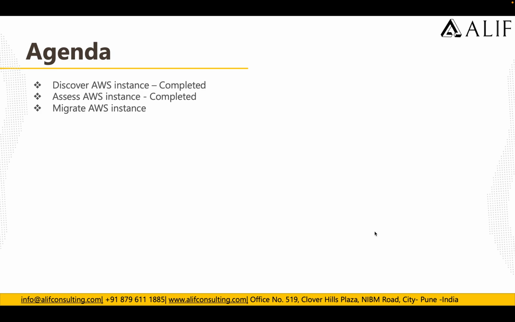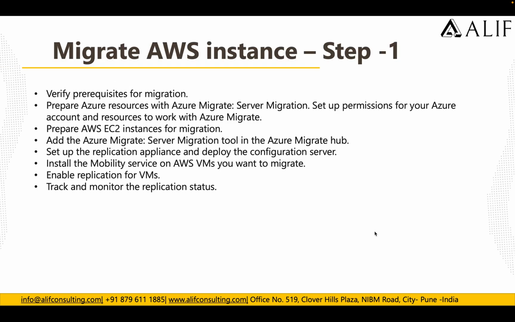So for the migration, we're going to have two steps. In the first step, we will configure the appliance, discover the VM and enable the VM replication. In the second part, which is step 2, which is going to have a separate video, we will run a test failover and the actual failover when the replication is completed, right? In this video, this is what we are going to do.